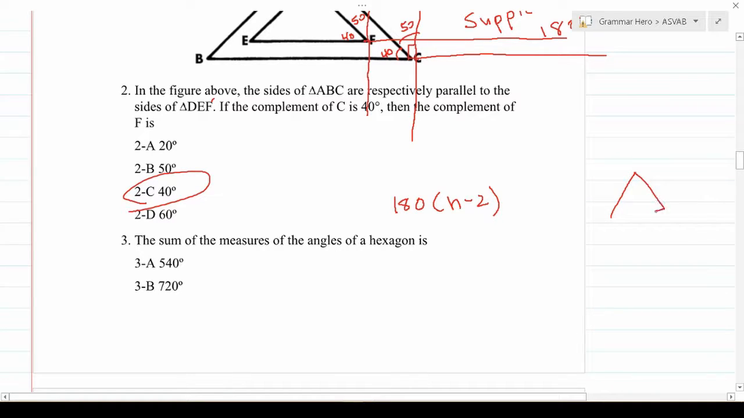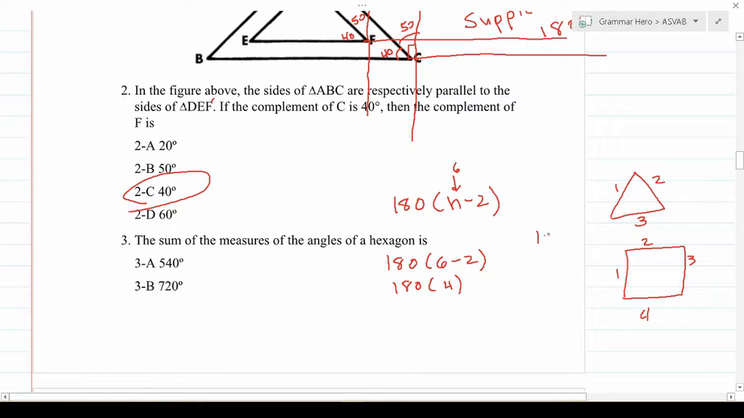So if you had a triangle, n would be 3, since there are 3 sides in a triangle. If you had a square or rectangle, there are 4 sides, so n would be 4. A hexagon, as you may recall, has 6 sides, so we simply plug in 6 for n and solve accordingly. So we're going to get 180 times, again, a hexagon has 6 sides, 6 minus 2. 6 minus 2 is 4. So this becomes 180 times 4.